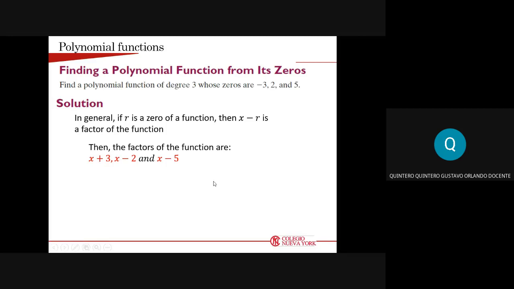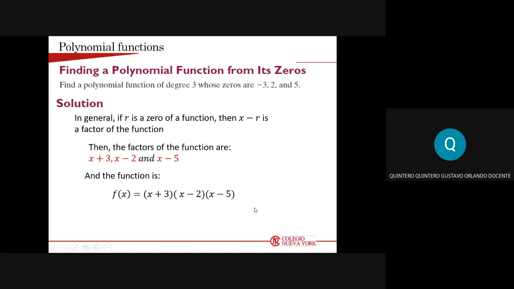Once we have the factors, all we have to do is multiply them to have the function. So the function is this: x plus 3 times x minus 2 times x minus 5. We are done, guys. That's it. Working backwards, finding the function, seems to be a lot easier, right?